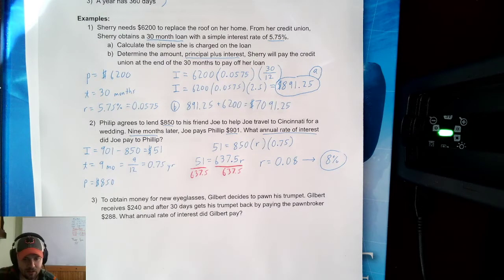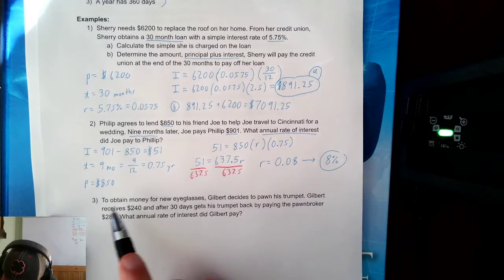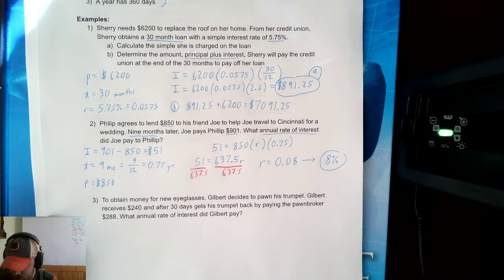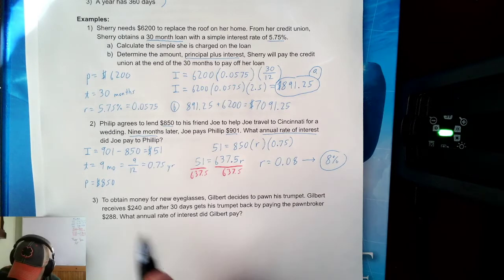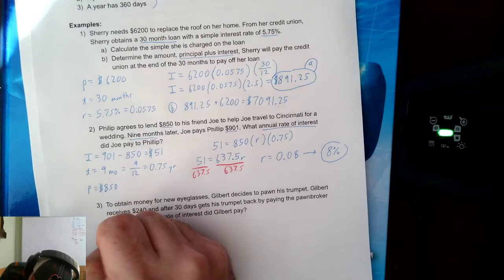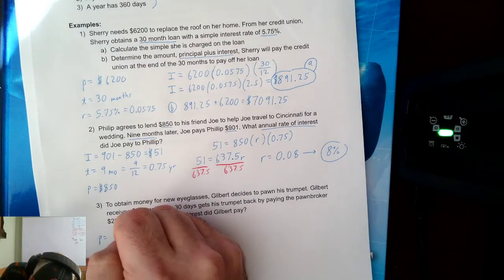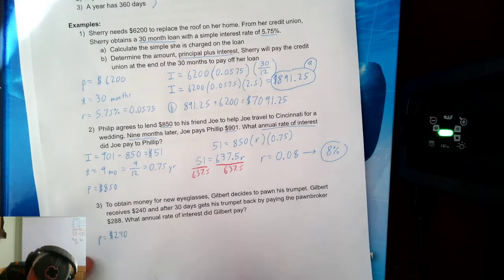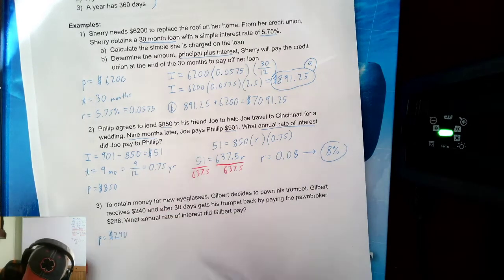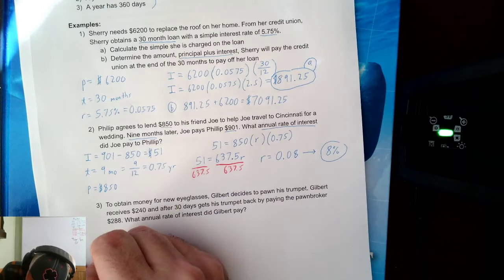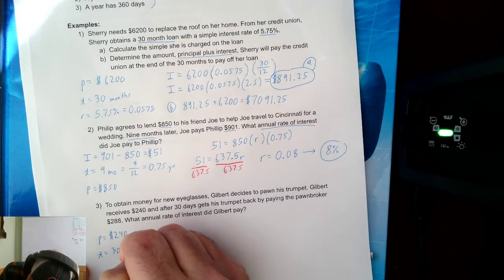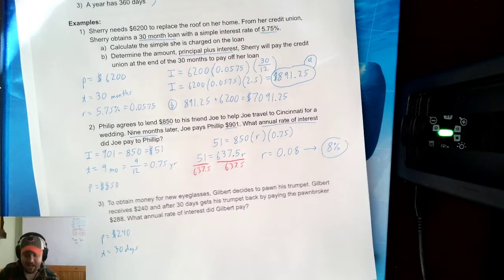Let's take another example. To obtain money for new eyeglasses, Gilbert decides to pawn his trumpet. All right, so Gilbert is pawning his trumpet. Gilbert receives $240 for the trumpet. So that's the principal, right? That's how much money he's getting. $240. And after 30 days, gets his trumpet back by paying the pawnbroker $288. So the time is 30 days.